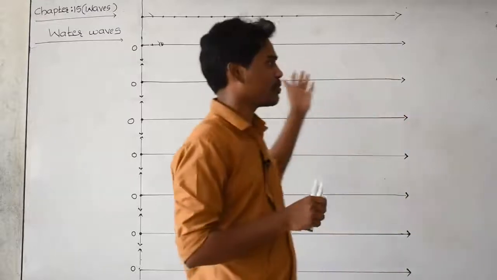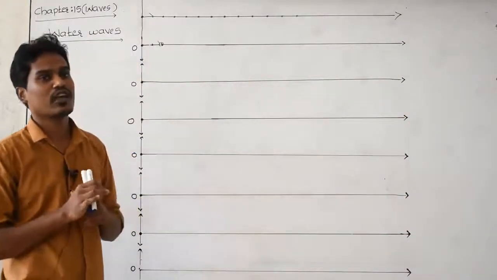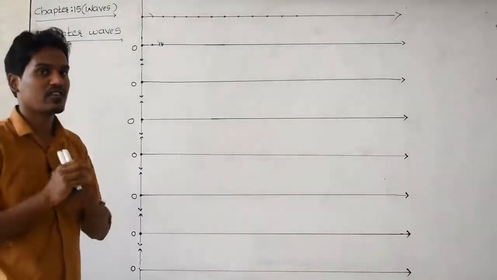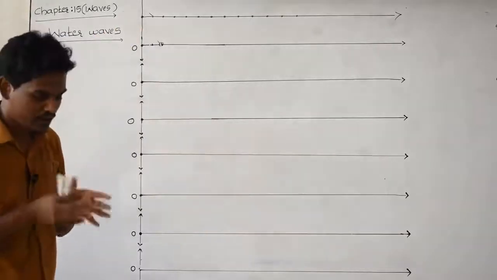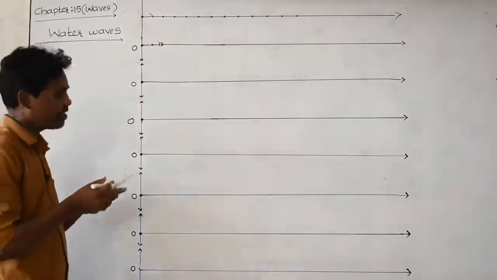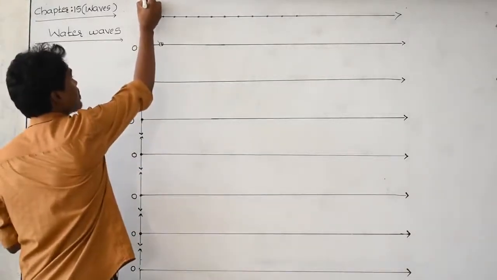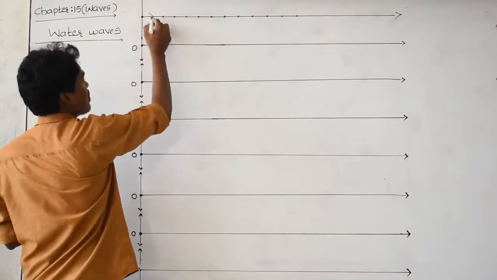The diagrammatic representation is there. If you understand this diagram, you will come to know how the wave is generated inside the water. Those waves are called water waves. Now listen carefully to what is happening here. Let us consider one stone. This is a stone. This is a water surface.